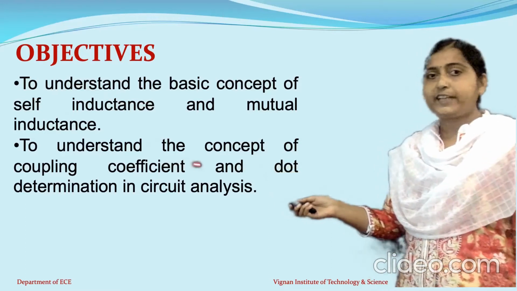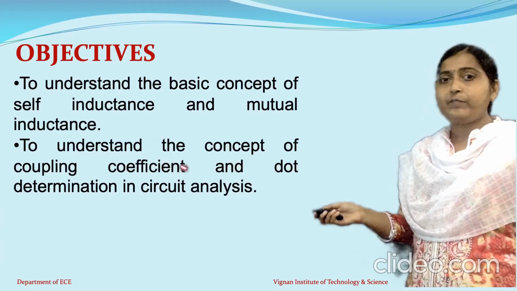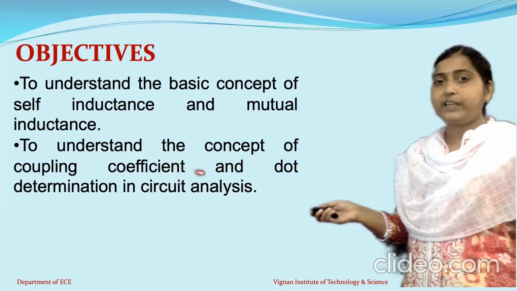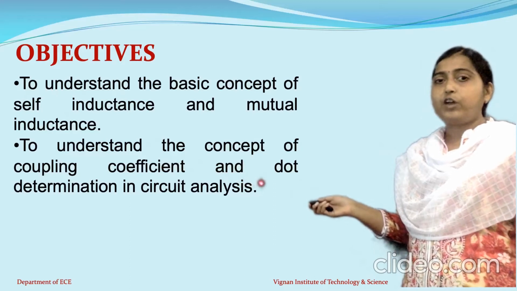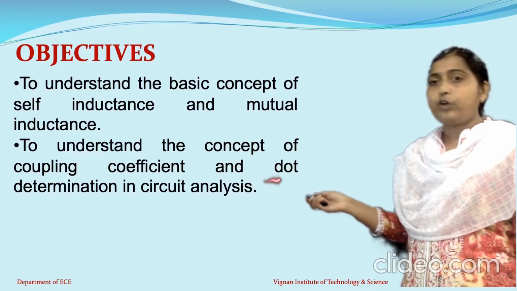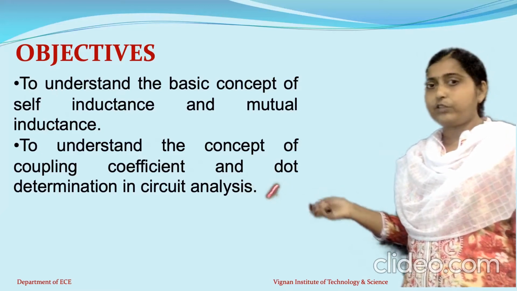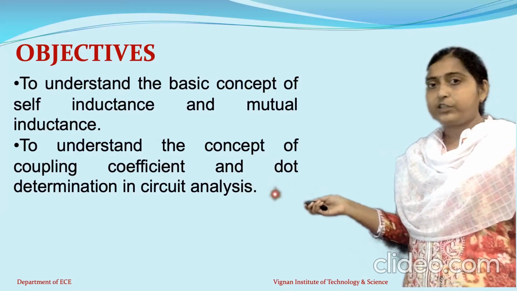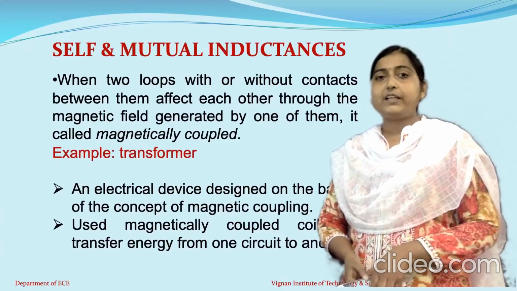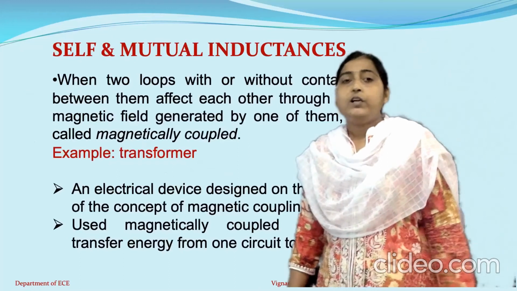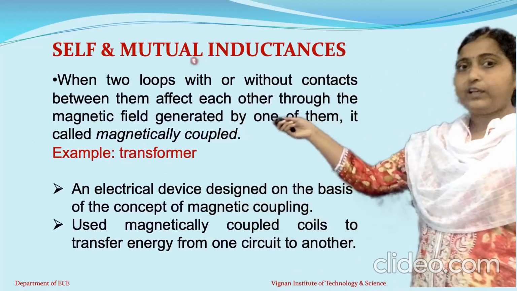The second objective deals with the coefficient of coupling, which is represented with K, and then we will determine the circuit based on dot convention. Dots are normally used in order to analyze the circuit based on which the magnetic circuits are being analyzed. So these are the objectives of studying magnetic circuits. Now let us start with self-inductance and mutual inductance.